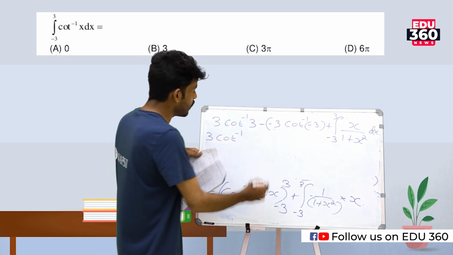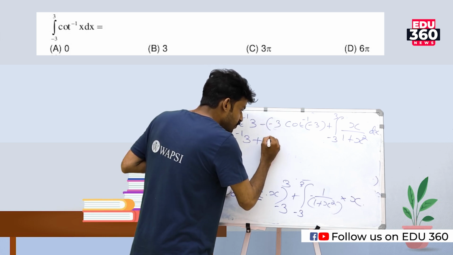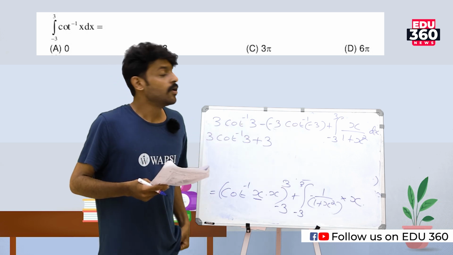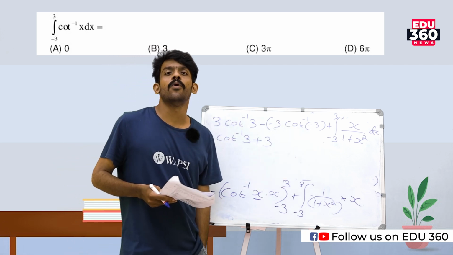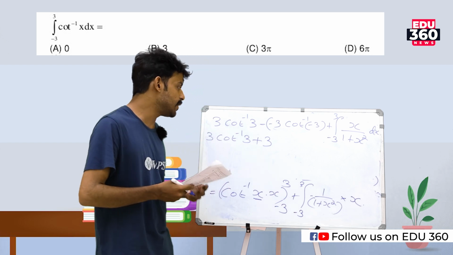Yes, 3 cot inverse 3. Yes, minus. So it will become plus 3 into cot inverse minus 3. So cot inverse minus 3. We know that cot is negative. The value of cot is negative in which quadrant? In the second quadrant, the cot is negative.